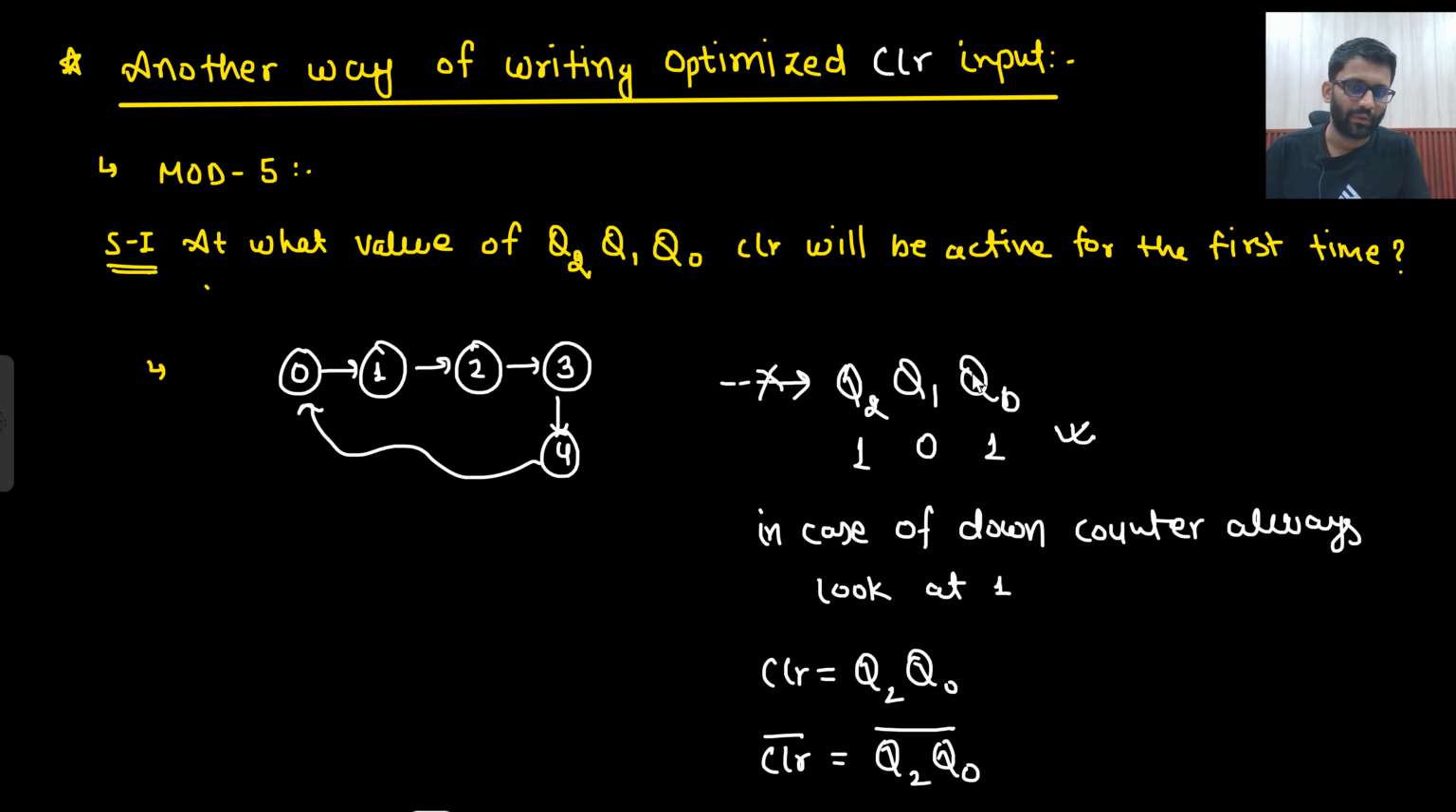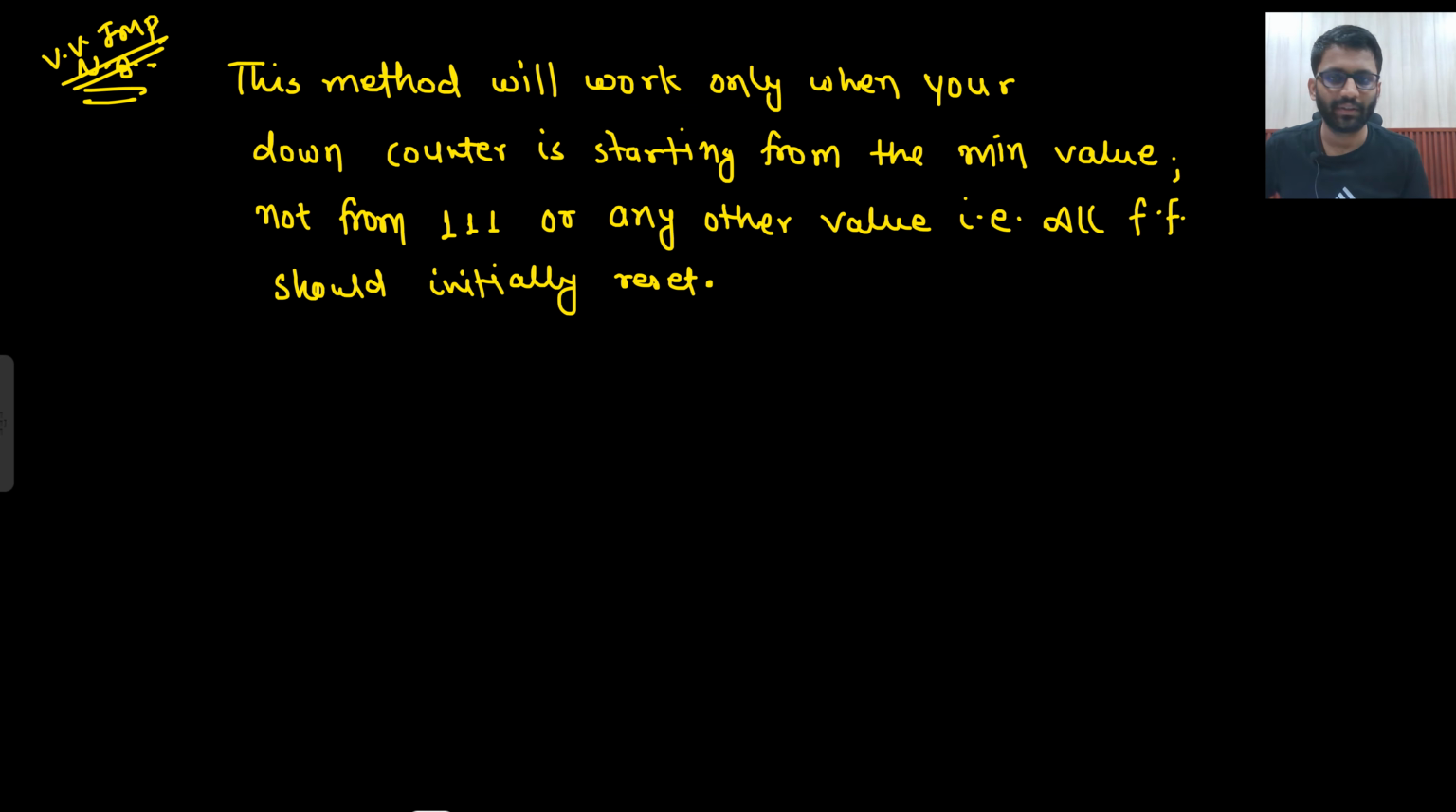101. So I will only look at 1. I will look at Q2 into Q0 because I am interested in SOP form, and then simply put the bar for clear bar because I want my output to be 0. Well and good. Very easy, very smooth.